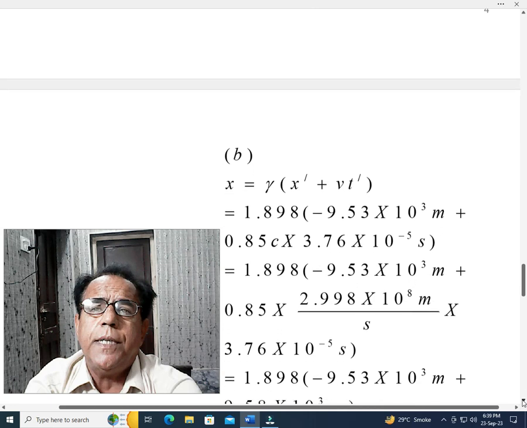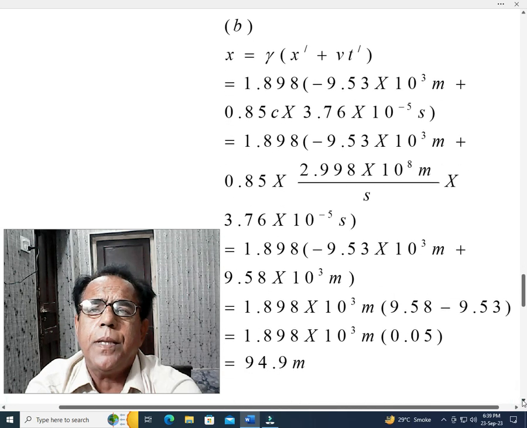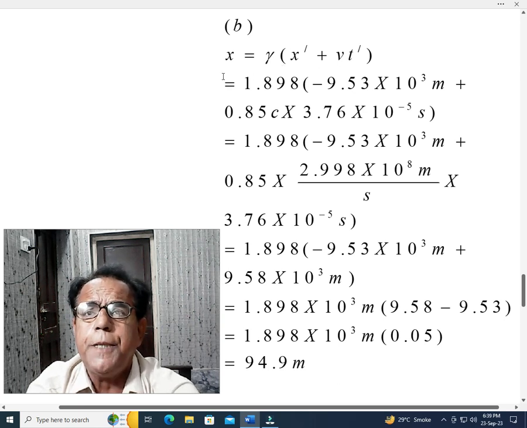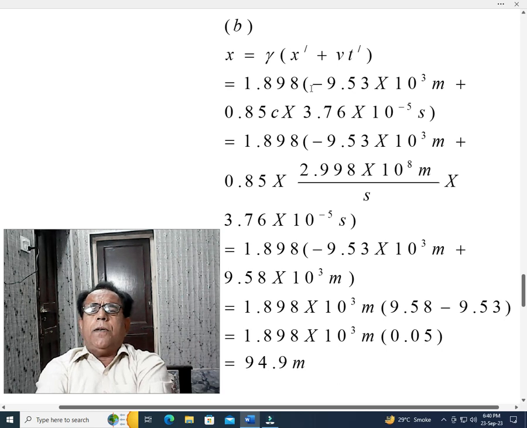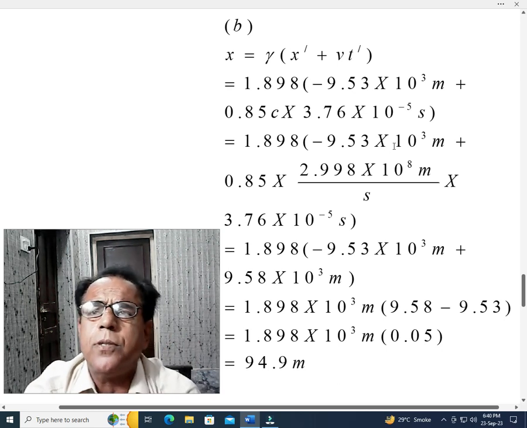Now we come towards part B, inverse transformation. X equal to gamma x dash plus vt dash. In the next step we have just put the relevant values. Value of gamma we have found. First of all, value of x dash we have found in the previous step. V, relativistic velocity, is given as 85% of speed of light, and t dash we have found in the previous step, which is equal to 3.76 into 10 minus 5 second.